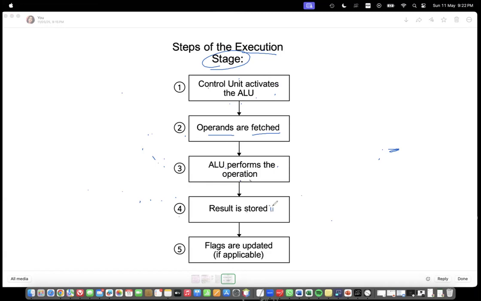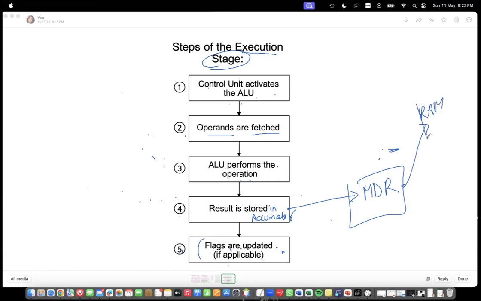The result is stored in the accumulator, so you can use the term accumulator here. Then flags are updated if applicable, like if it is an interim calculation, we can set the flags. And if the flag shows it is the final stage, then we will send the data from the accumulator to the MDR, and from the MDR this final calculation goes back to the primary memory RAM so that we can send it to the output screen.